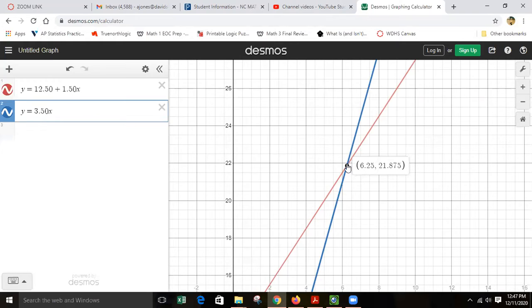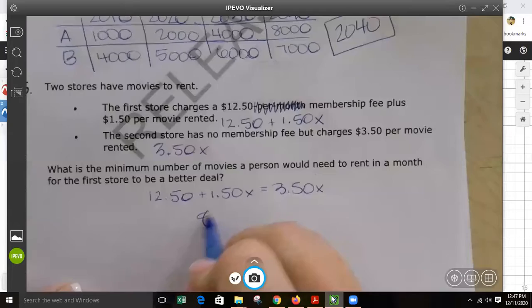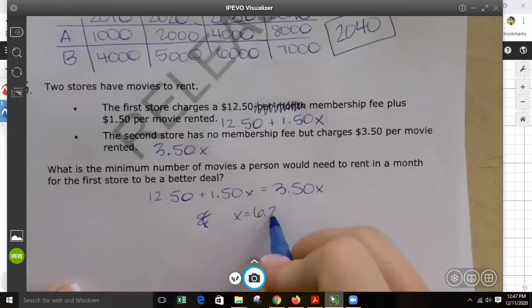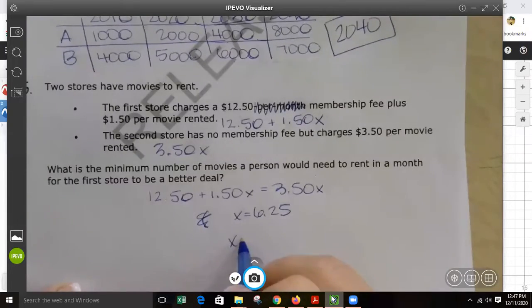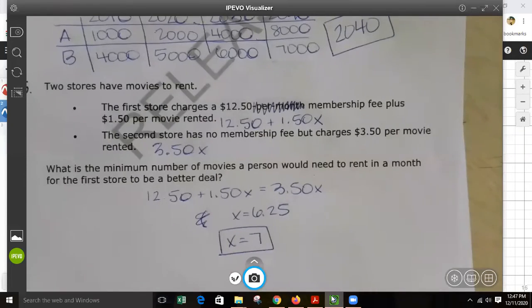6.25, so 6 point something, regardless, it's 6 something, right? Is everybody good with that? All right, so can I rent 6.25 movies? What's the next amount of movies I can rent? 7 is what you're looking for, okay? So even though, I'm gonna switch it back so you guys can see it. We got that x equals 6.25. We're gonna go up to 7 because we can't rent 6.25 movies.